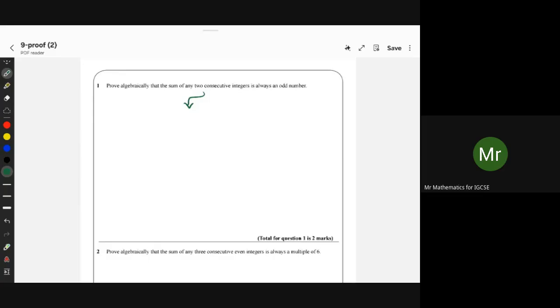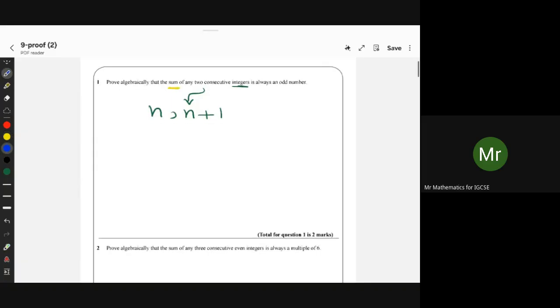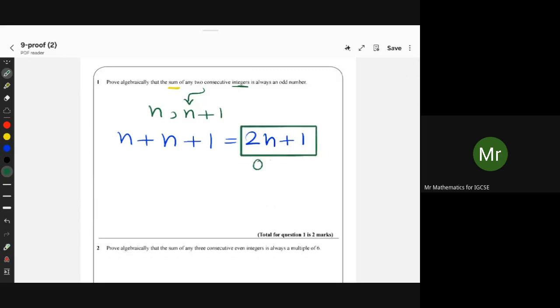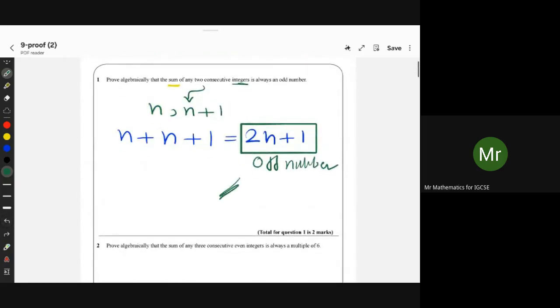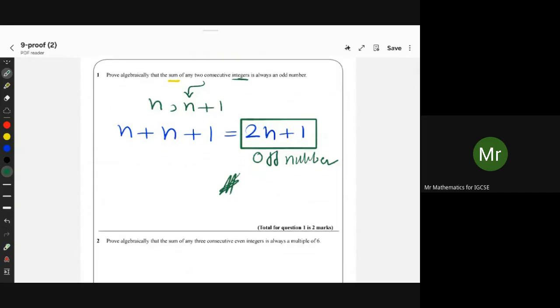Number 1, prove algebraically that the sum of 2 consecutive integers is always an odd number. Two consecutive integers, so maybe it is n and the next one is n plus 1. He said the sum of them. Sum means addition, so we need to add n plus n plus 1. So it would be equal to 2n plus 1, which is the shape of an odd number. We studied that the odd number is 2n minus 1, 2n plus 1, and so on. So here we are done with number 1.